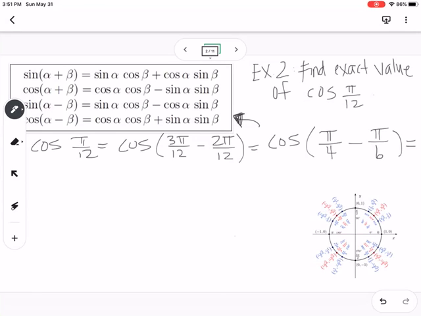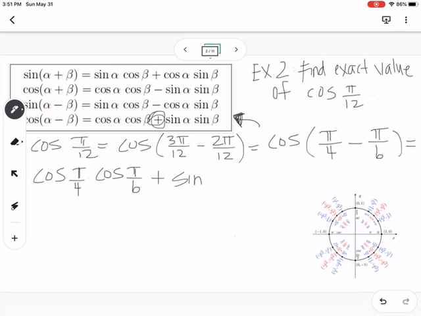Okay, so where am I? We're going to have cosine of pi over 4 times cosine of pi over 6, and it's plus. I know it's the difference formula, but this is actually plus. There is a proof in your book if you want to look at it. Go ahead, be my guest, but you don't need it unless you're interested.